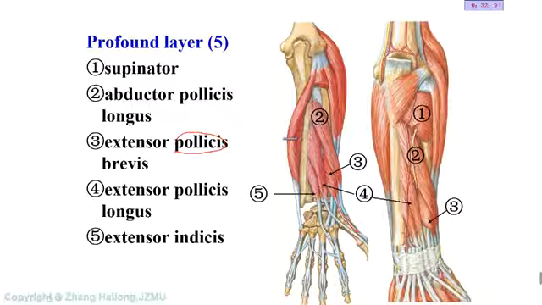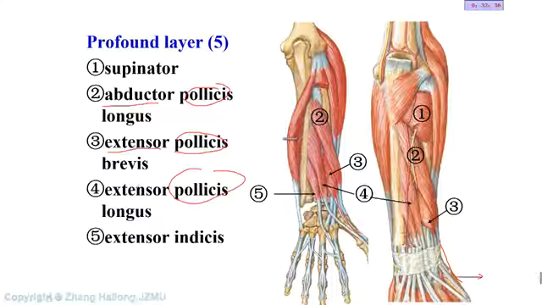Pollicis. These three muscles have a relationship with your thumb. The first one makes your thumb abduction. You see the second one? Here, on the lateral side of your thumb, it makes abduction, moving laterally. The third one is extension. Third one here, on the back of it, makes it move backwards, extension.